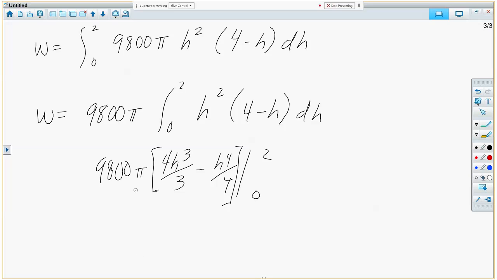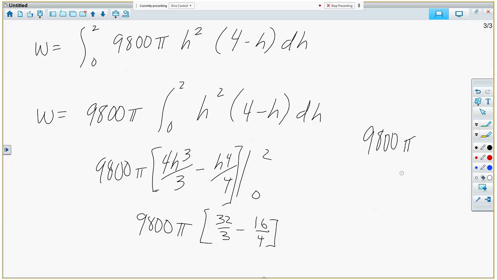9,800 pi times 8 times 4, what does that come out to be? 8 times 4 is 32 thirds. Minus 2 to the fourth is going to be 16 over 4, which is 4. Somebody work that out right quick. What do you get? So I'll have the inside. It's 9,800 pi times what? About 6.